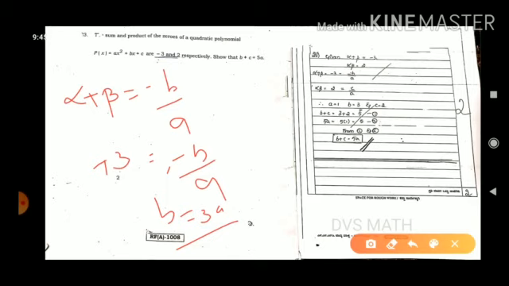Here we are having, next it is alpha beta. Alpha beta is equal to c by a. So again 2 is equal to c by a. Clear? So here when you substitute here, c is equal to 2a.